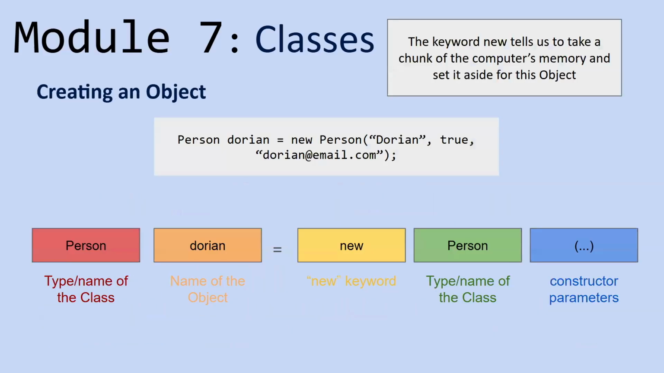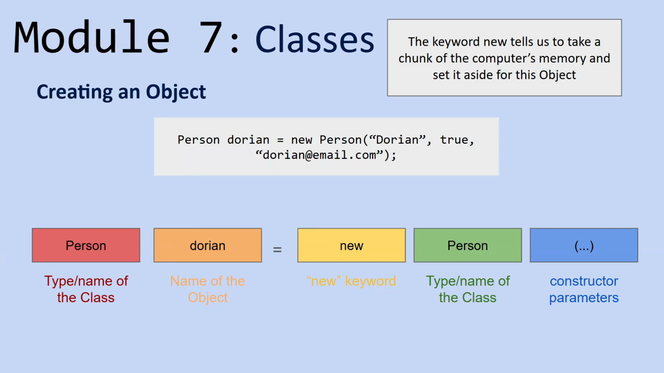So, let's say this is using the person class example from the previous recitation. Basically, whenever we're making an object, we have first the type of the class, in this case person, then the name of the object can be whatever you want. Be creative with it. So Dorian in this case, and then equals new.